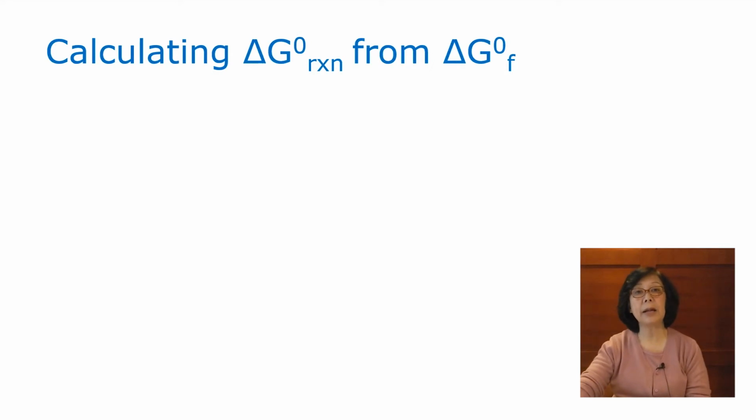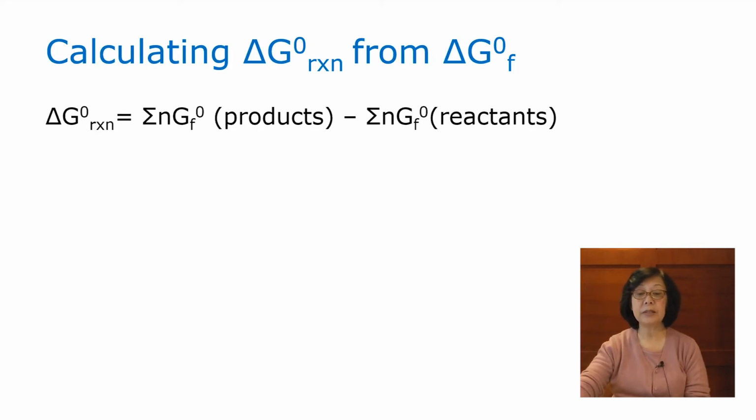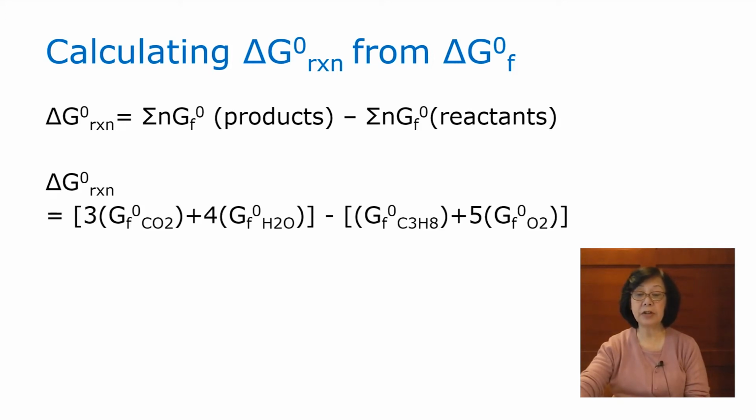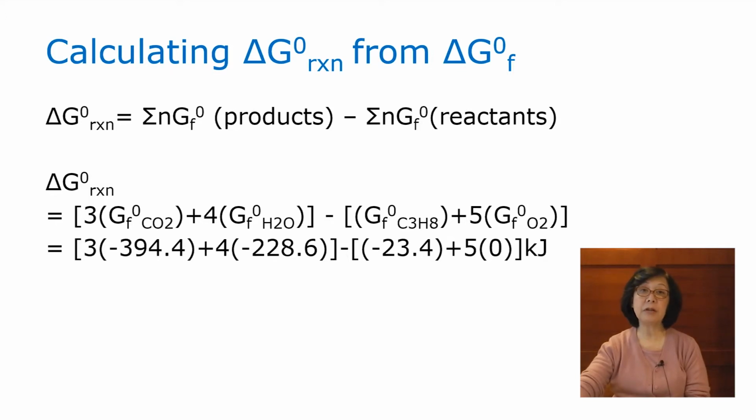There's another way to calculate Gibbs free energy change of a reaction from the Gibbs free energy of formation. Now this is equal to the summation of the Gibbs free energy of the products minus that of the reactants multiplied by their respective individual moles. So this is the calculation here: 3 moles of CO2 and 4 moles of water minus 1 mole of propane and 5 moles of oxygen. Looking up those values from the table in your textbook, we substitute them in and calculate the delta G0 to be negative 2074.2 kilojoule. Now notice how similar or close in value this one is to the previous calculation.